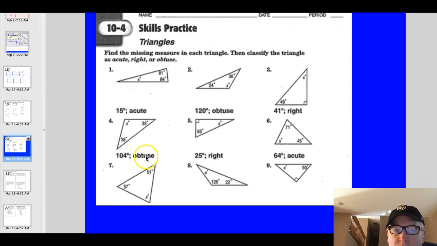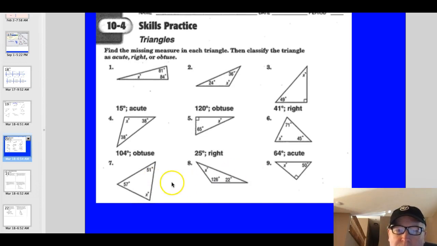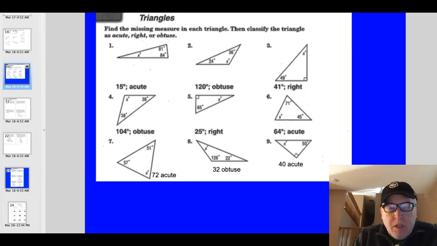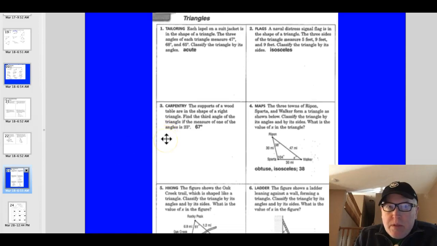This was 104. Of course, that's an obtuse triangle. 25-degree missing angle, and it's a right angle. And I'll let you check the rest. I guess I chopped off the answers down here. Sorry about that. What are the answers to those last 3? Sorry about that, folks.